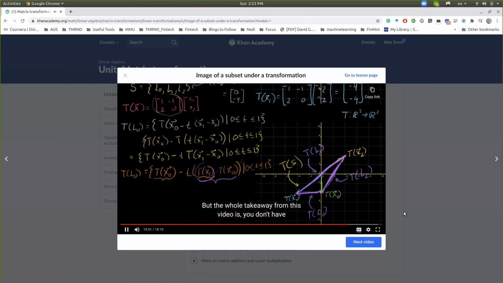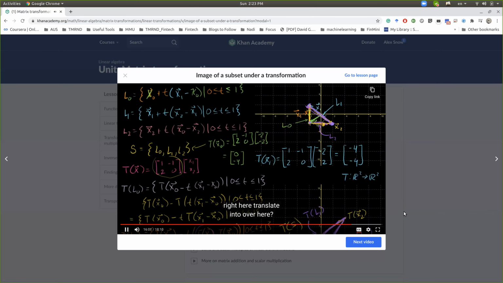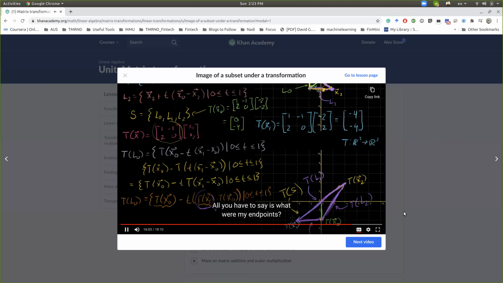But the whole takeaway from this video is you don't have to individually figure out, gee, what does this point right here translate into over here? All you have to say is, what are my endpoints? Figure out their transformations, and then connect the dots in the same order. That's essentially the big takeaway from here.